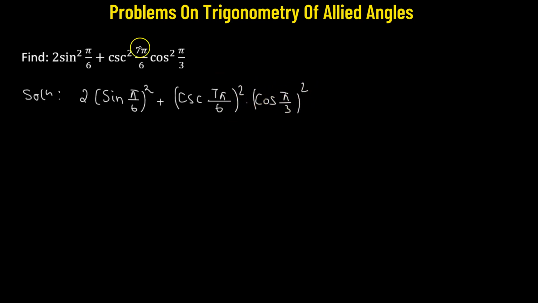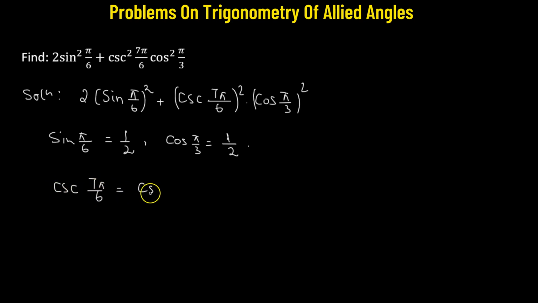So let's note down the values. So here we have sine pi over 6. Pi over 6 in radians converts to 30 degrees, so sine 30 will be half. Then coming to cosine of pi over 3, that's cosine of 60, which also has a value of half. Now our goal will be to find out the value of cosecant of 7 pi over 6.